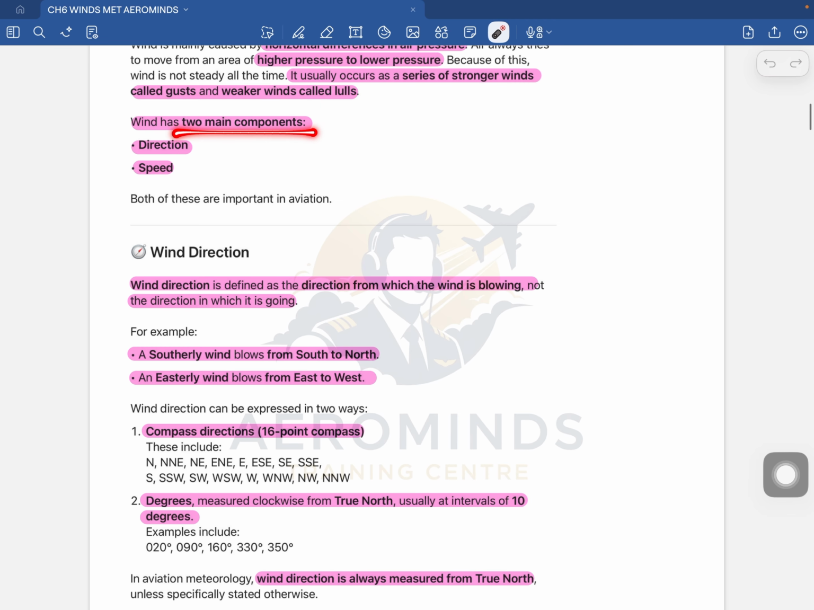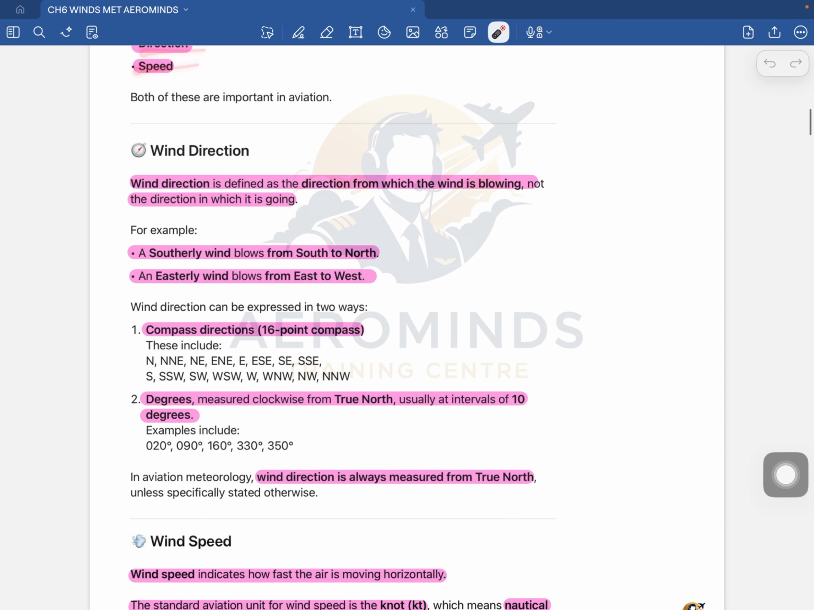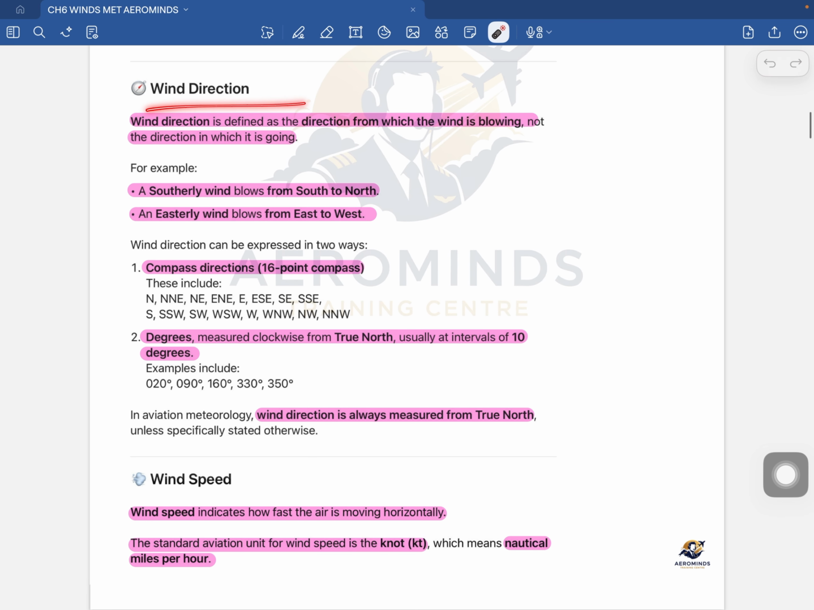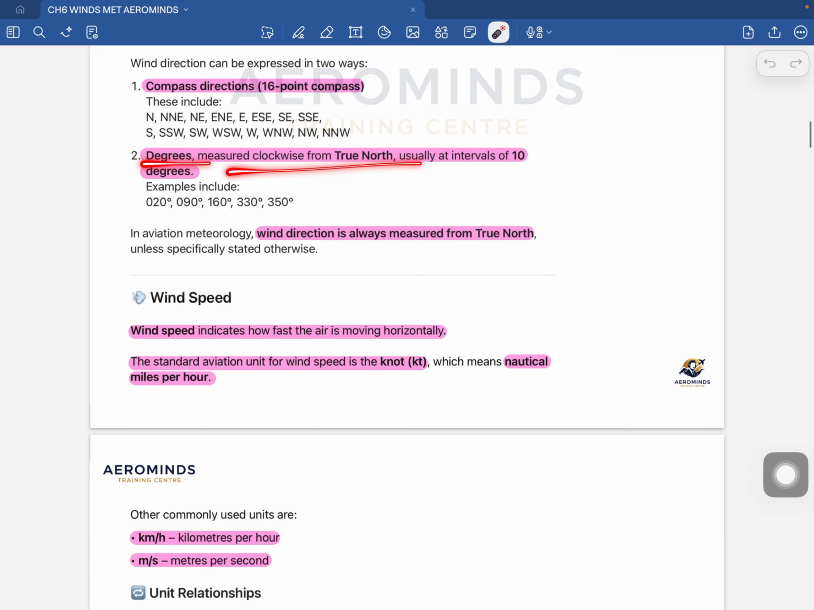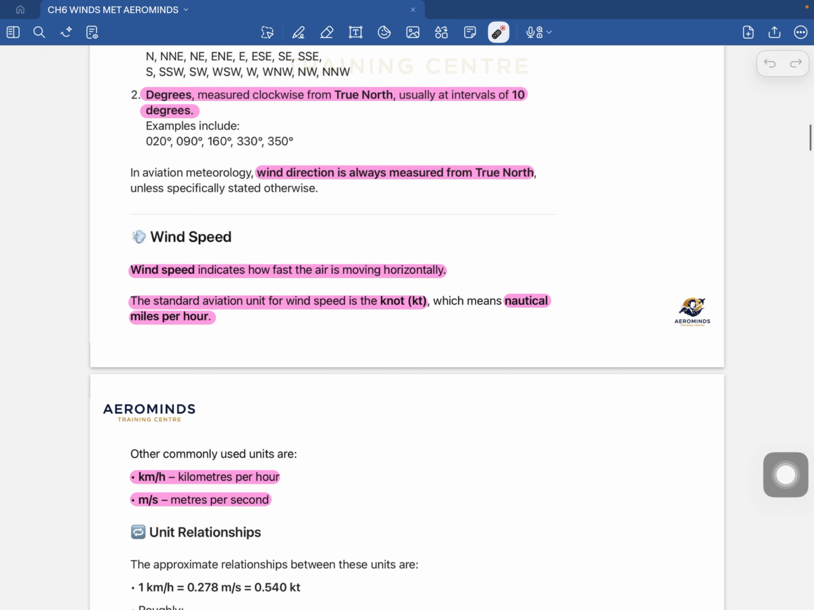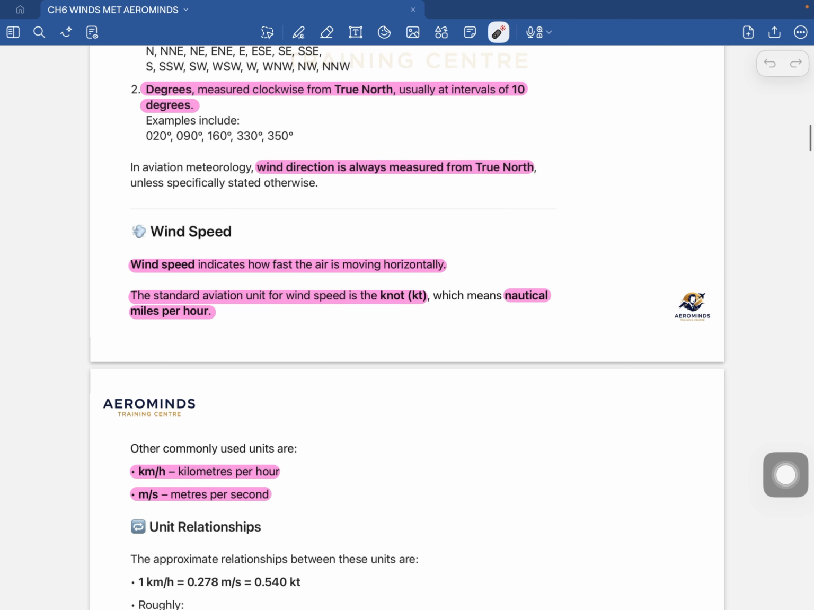Now remember, wind has two components: speed and direction. Both are important. First is direction. Direction is measured from where the wind is blowing. If it is a southerly wind, it is blowing from south to north. If it is easterly, east to west. Then comes the compass direction. There is a 16-point compass. Then degrees, which are measured clockwise from true north, usually at intervals of 10. Wind direction is always measured from true north and in a clockwise direction.